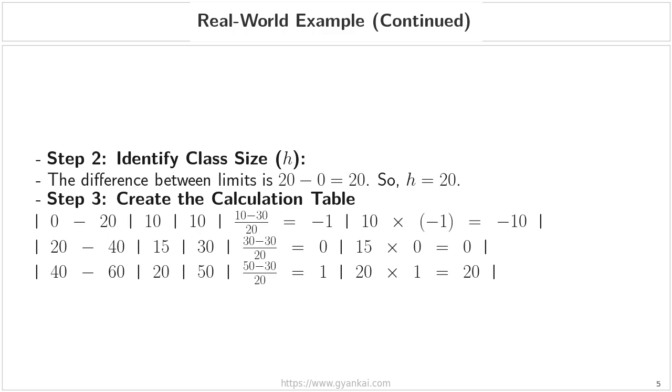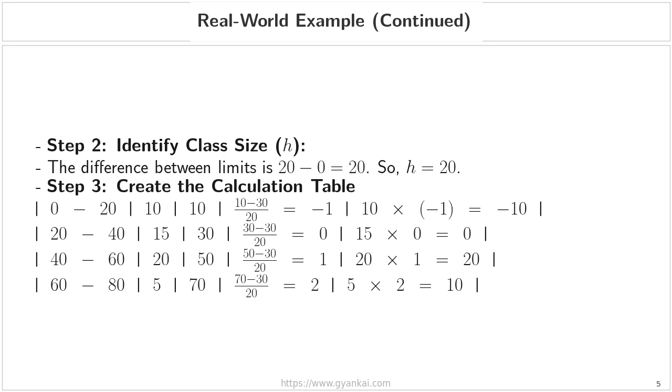For the third row, the class mark is 50. 50 minus 30 is 20, and 20 divided by 20 gives us a step deviation of 1. Multiplying this by the frequency of 20, we get 20. Finally, for the last row, the class mark is 70. 70 minus 30 is 40, and 40 divided by 20 gives us a step deviation of 2. Multiplying, 2 times our frequency of 5 gives us 10.